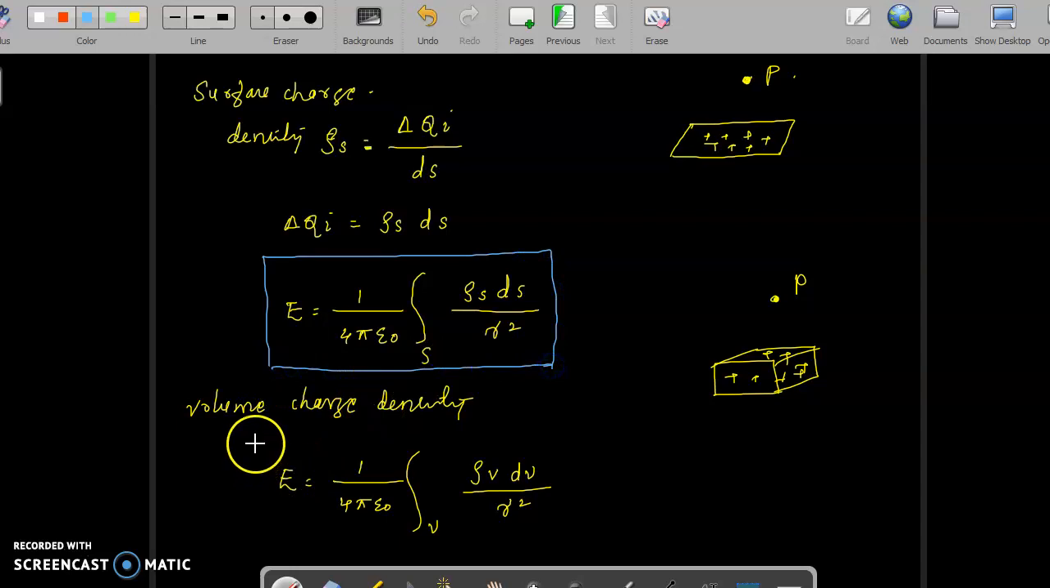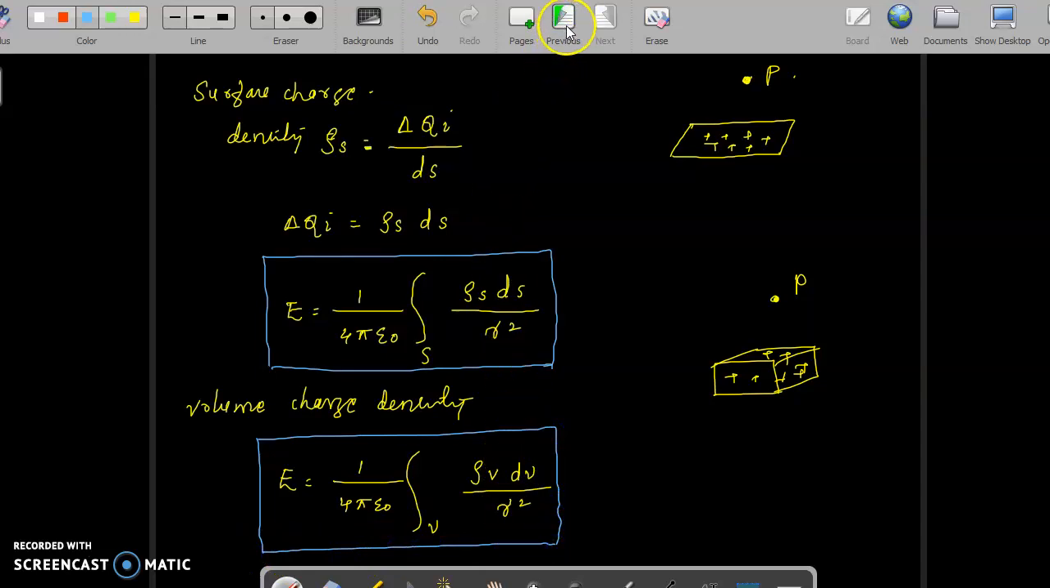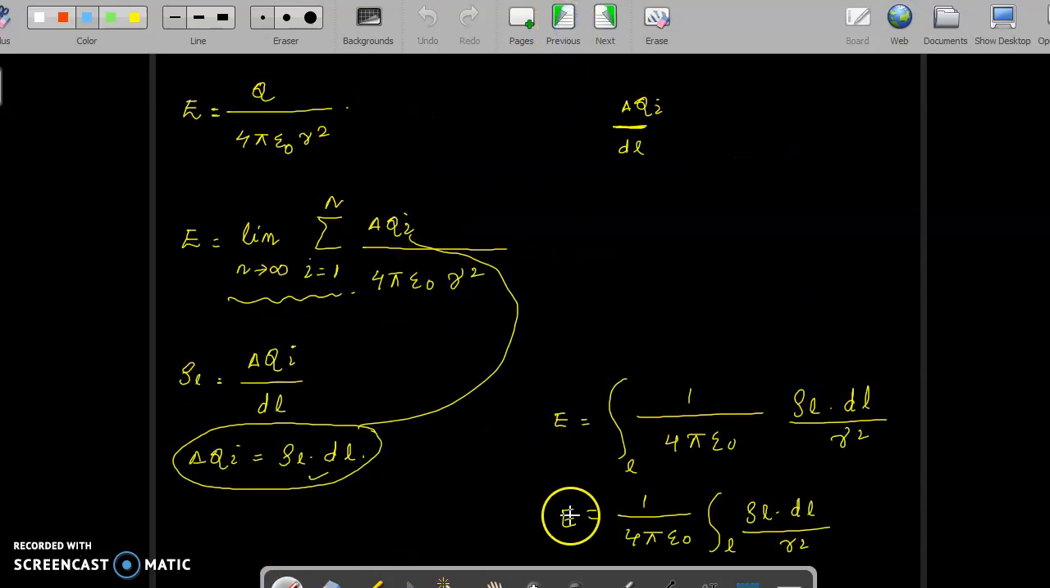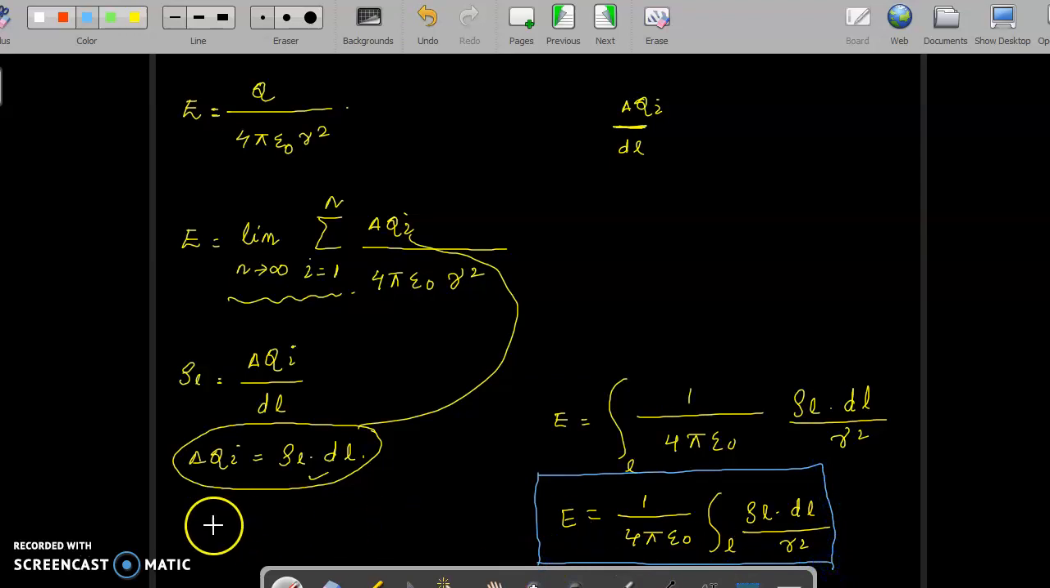So these are the mathematical representations of electric field intensity due to line charge distribution, surface charge distribution and volume charge distribution. So we obtained the expression of E in the form of a limit of sum, and later that is replaced with an integral form using the line charge, surface charge and volume charge density functions.